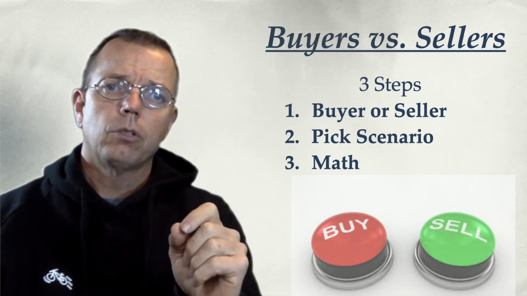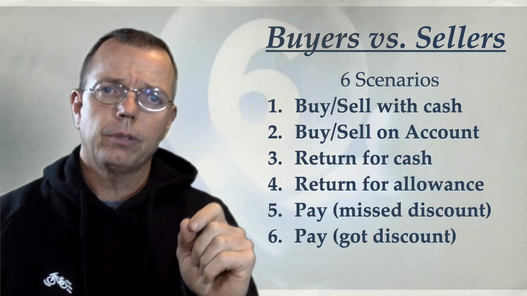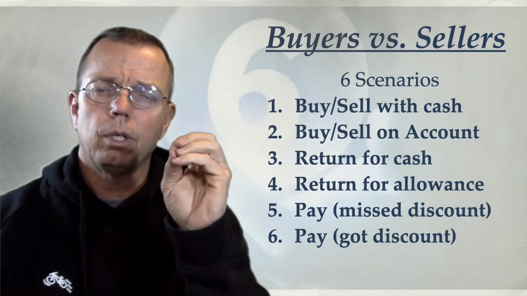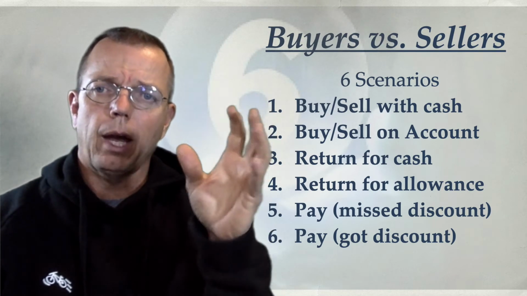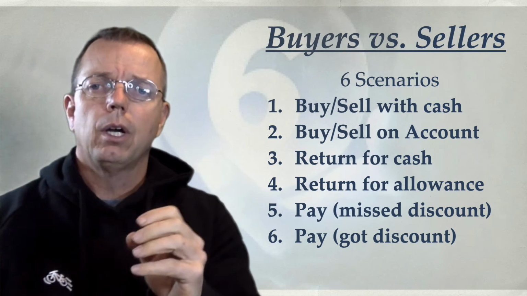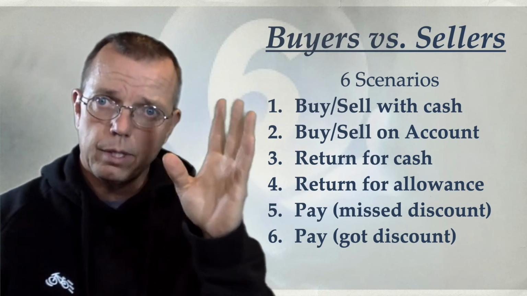All right. So let's quickly look at them now, the six scenarios. So scenario number one is when you're selling something or buying something with cash, right? A simple transaction. You either go somewhere and buy it for cash, or someone comes to you and you sell something for cash. That's scenario number one.